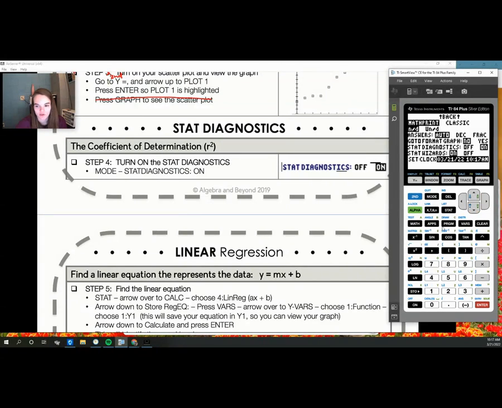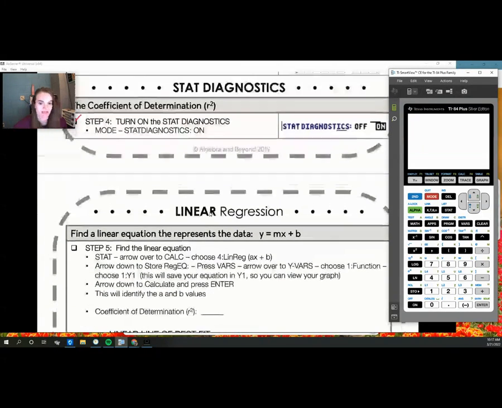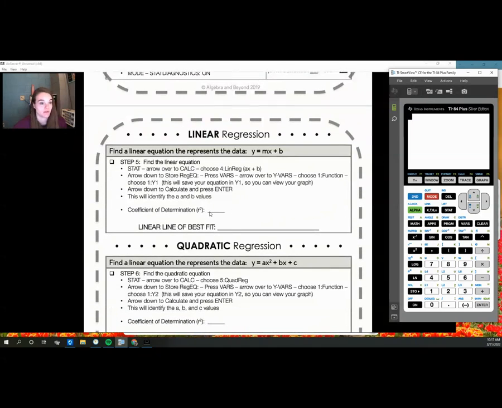Okay. And then we're just going to press second mode to get out of that. Okay, so we turn that on. You only have to turn that on every class period. All right, now let's talk about regression, which is what we're actually doing today.